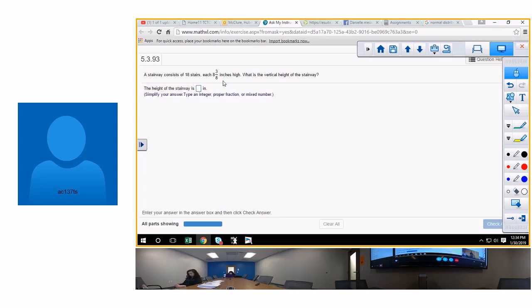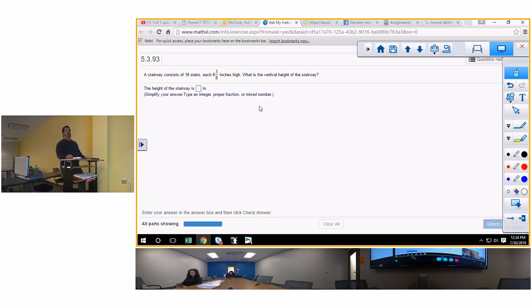18 stairs at 2 inches high. So how tall is it? 36 inches. What do you do? You multiply it. So multiply this. Now, before we even do anything, I'm going to make everything an improper fraction because that's going to be easier, because you have to multiply. When you multiply mixed numbers, you might best turn it into an improper fraction.